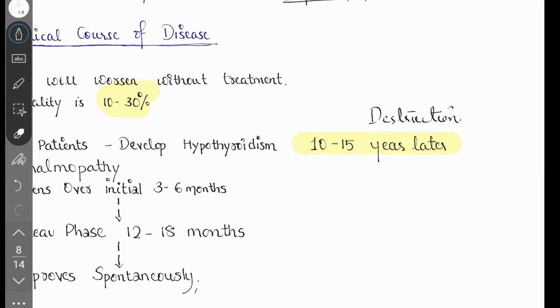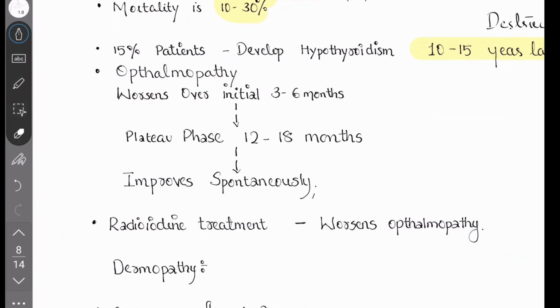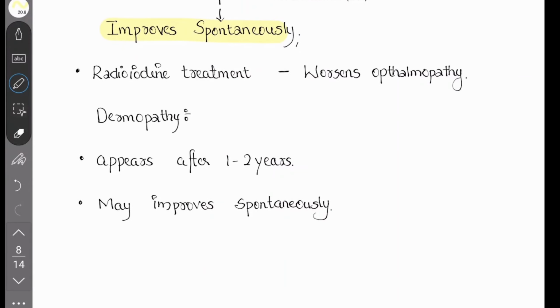Okay. Then the ophthalmopathy, it worsens over the initial 3 to 6 months. Then there is a plateau phase for 12 to 18 months where there is not much destruction. Then it improves spontaneously. The radioiodine treatment, it worsens ophthalmopathy. Okay. The dermopathy appears after 1 to 2 years, may improve spontaneously.